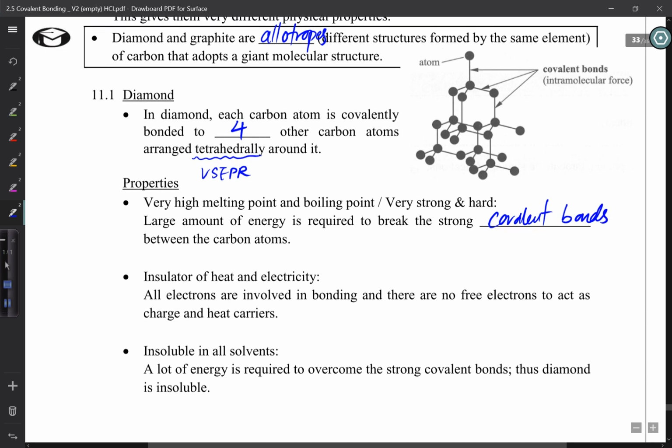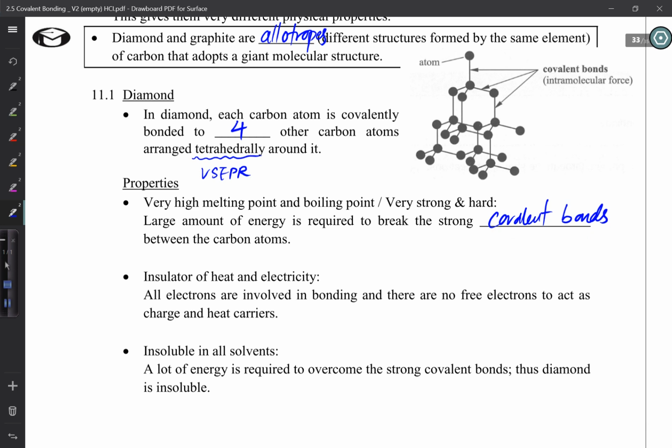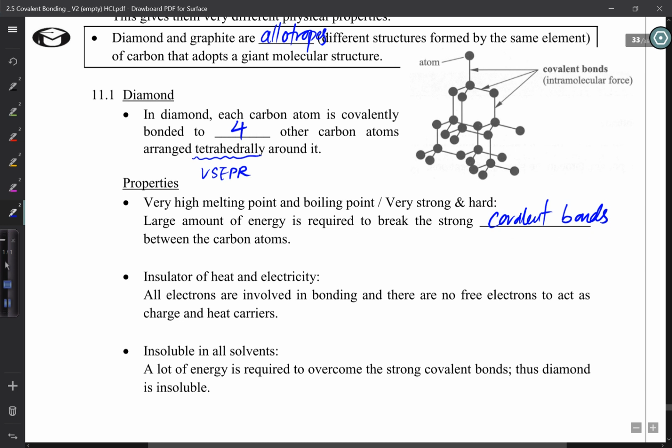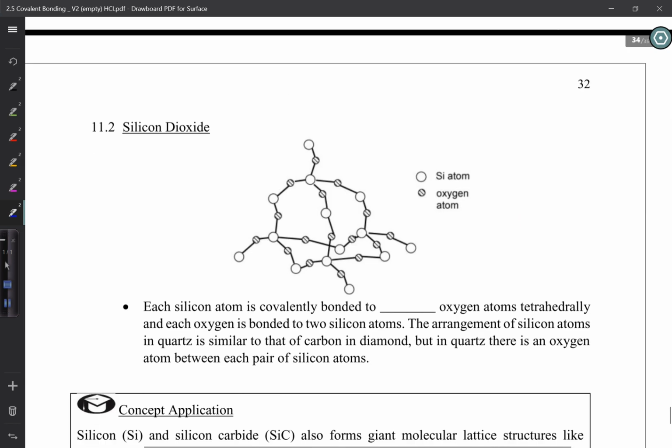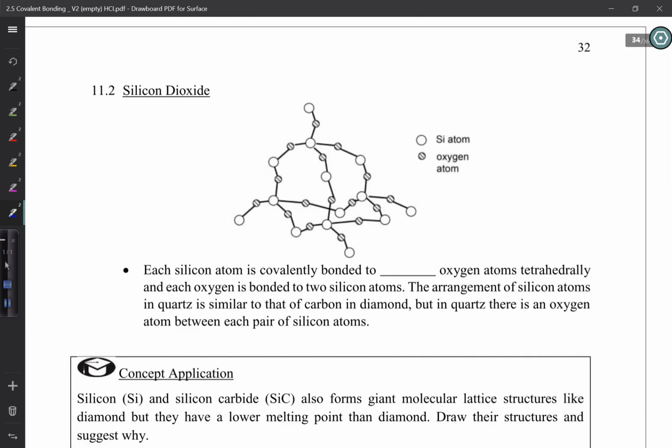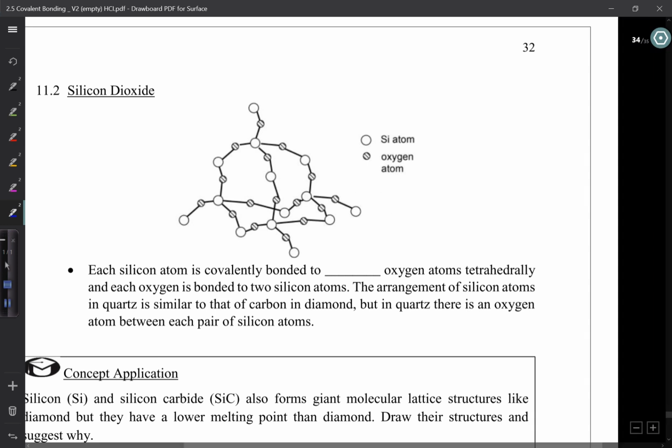They are also insulators of heat and electricity. That's because all electrons are involved in bonding, so there are no free electrons. And insoluble in all solvents, because all these strong covalent bonds cannot be broken easily by the solvents. So hence, giving rise to these properties. Likewise, silicon dioxide also adopts a similar structure. So you have to know how to draw silicon dioxide and diamond. So how do you draw diamond? Basically, you just have to draw the tetrahedral shape.